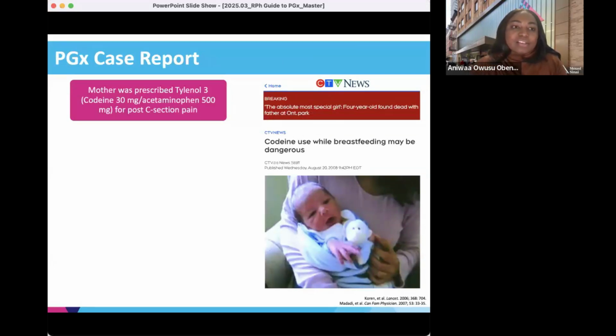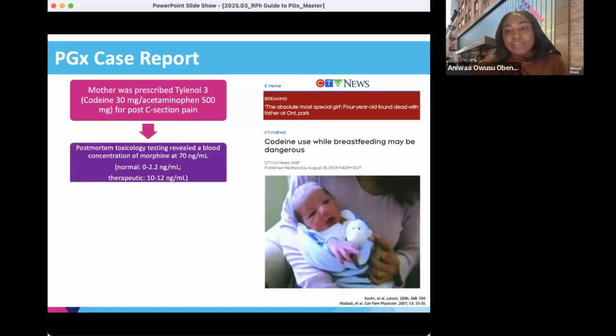And the reason for this was a mother who had just recently delivered was prescribed Tylenol number three, which is acetaminophen and codeine combination, for post C-section pain. So the mom who was just given this medication for pain was taking it as directed by her physicians. And unfortunately, she found her baby feeling very lethargic after a few days. She told them, they were like, oh, maybe she's not eating well. Just wait a few days. Let's see what happens. And unfortunately, the baby passed away only 13 days after delivery.